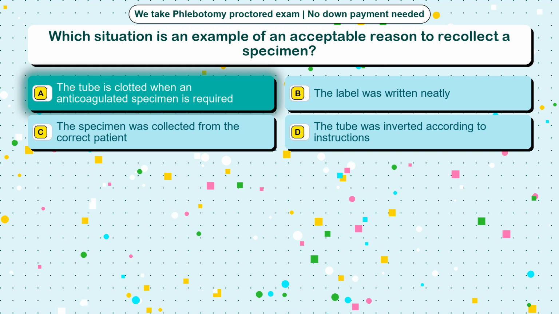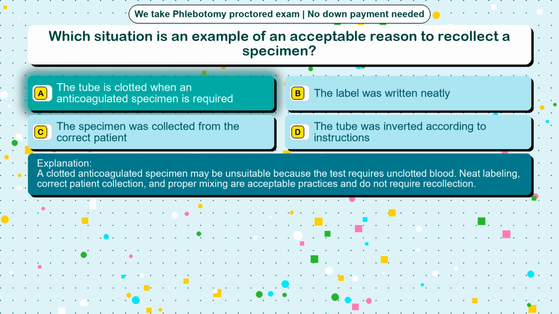The correct answer is option A. The tube is clotted when an anticoagulated specimen is required. A clotted anticoagulated specimen may be unsuitable because the test requires unclotted blood. Neat labeling, correct patient collection, and proper mixing are acceptable practices and do not require recollection.